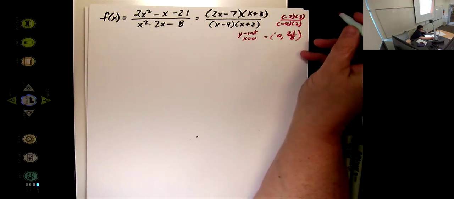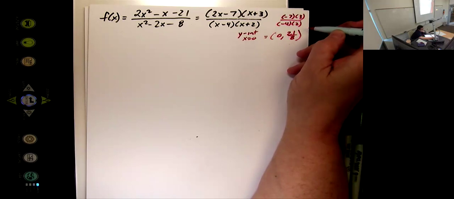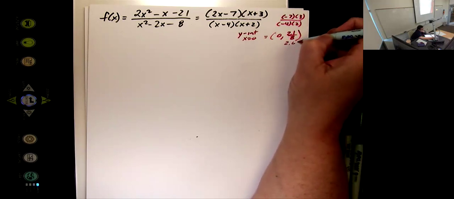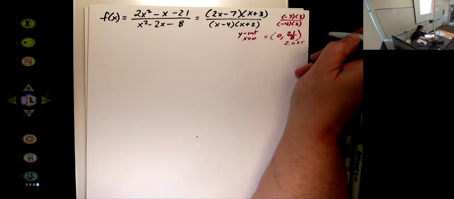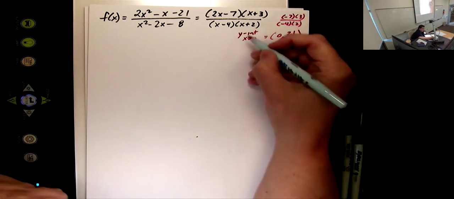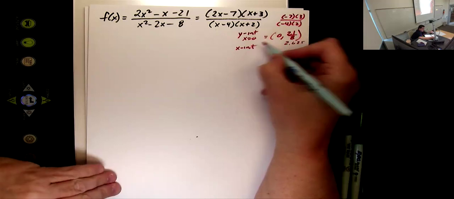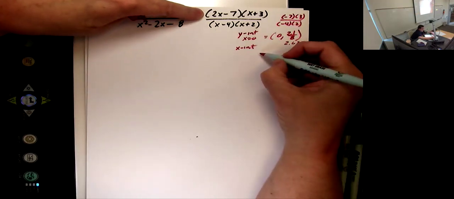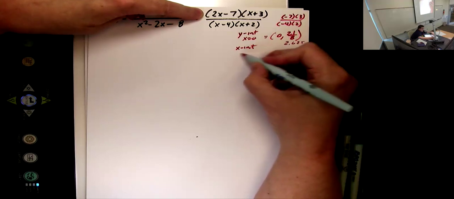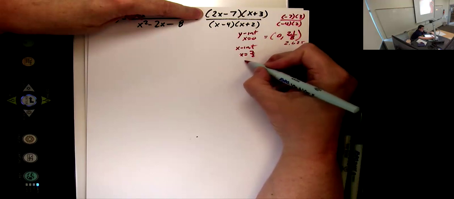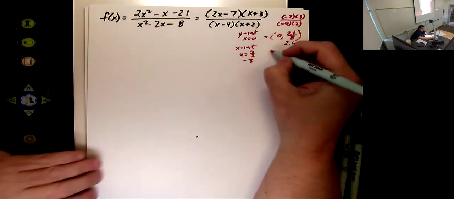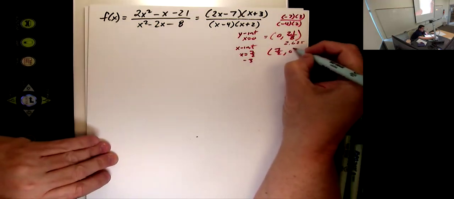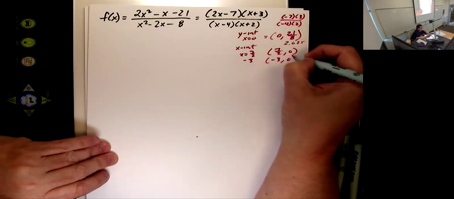2.625, I think. The x-intercept is when y equals 0, or when we set the top equal to 0. If we set the top equal to 0, we get x equals 7/2 or -3. So I have 7/2, 0 and -3, 0.